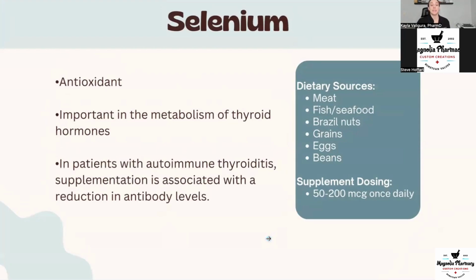So selenium, it's an antioxidant. It is important in the metabolism of thyroid hormones. So in patients with autoimmune, in patients with Hashimoto's, supplementation with selenium can actually reduce those antibody levels that I mentioned earlier. And our dietary sources of selenium: it's in meat, in our fish and seafood, Brazil nuts, grains, eggs, and beans. And then I also included some supplement dosing if you wanted just kind of a range in terms of supplementing selenium.